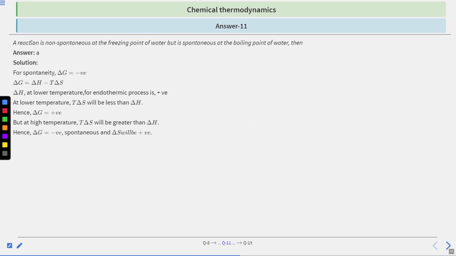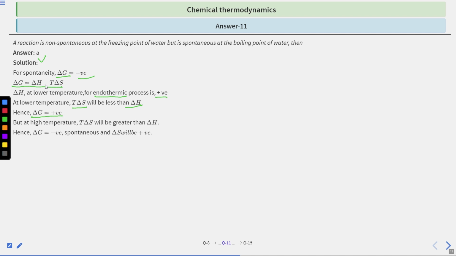Okay, so the correct answer will be option A. For spontaneity, we know that Gibbs free energy change should be negative. According to the equation of Gibbs free energy, del G equals del H, change in enthalpy, minus T del S. Del H at lower temperature for an endothermic process is positive, that we know. And at lower temperatures, T del S will be less than del H, so del G will be positive and the reaction is non-spontaneous.